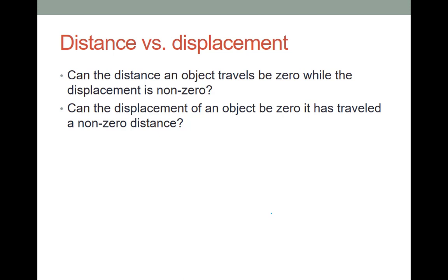The last slide in this section consists of two questions. Can the distance an object travels be zero while the displacement is non-zero?